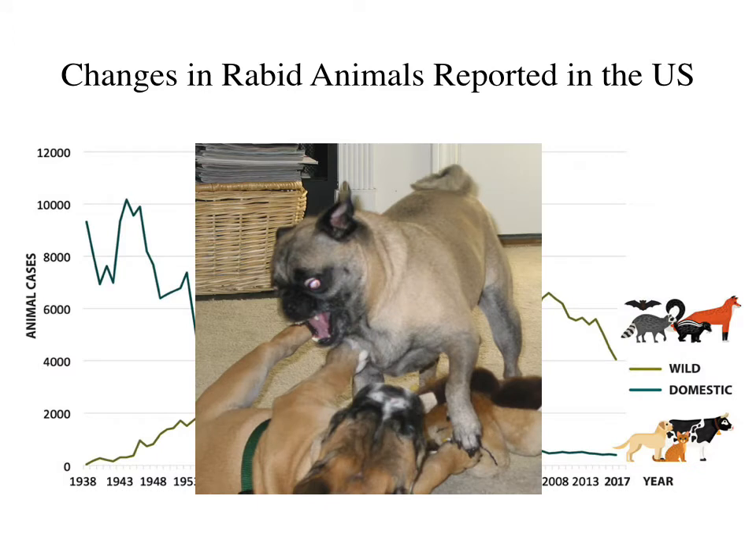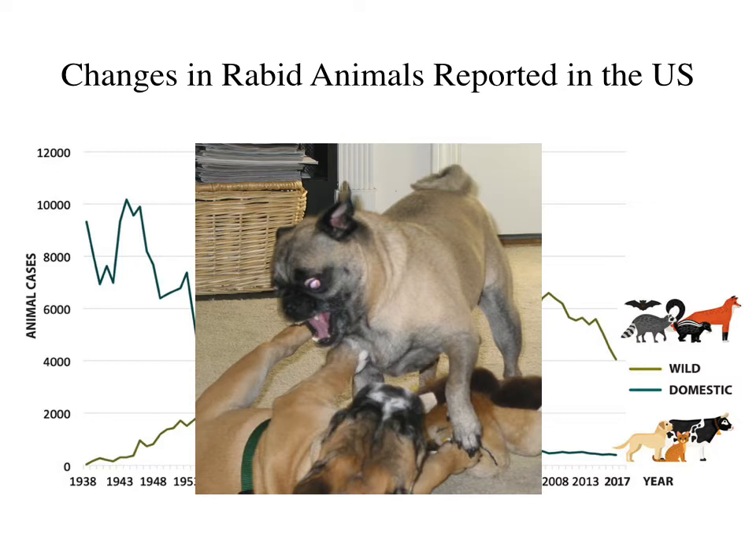The pattern of rabid animals reported in the United States has changed significantly over the past several decades. Starting in 1938, which is where this graph begins, most of the cases of rabies were in domestic animals, primarily dogs.